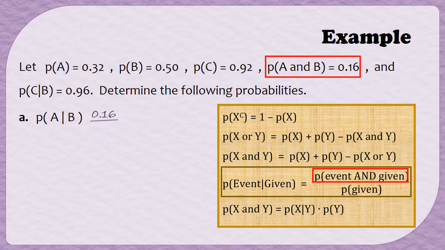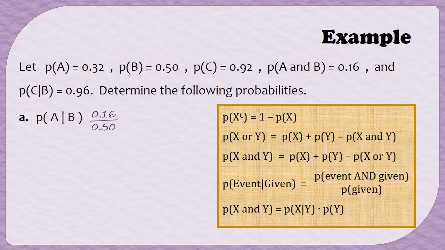For the denominator, I need to find which value was given. Remember that the given is the second condition. So in this case, B is the given condition. So I look up at my information, and the probability of B was 0.50. So that means my denominator is going to be 0.50. Once I've substituted into the formula, now I can simplify. So I'll do 0.16 divided by 0.50, and I end up with 0.32.